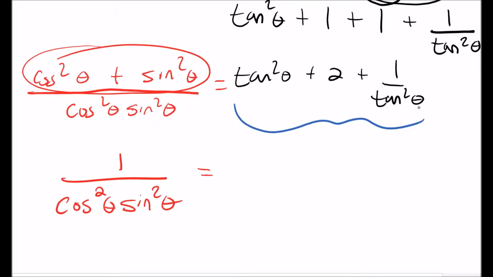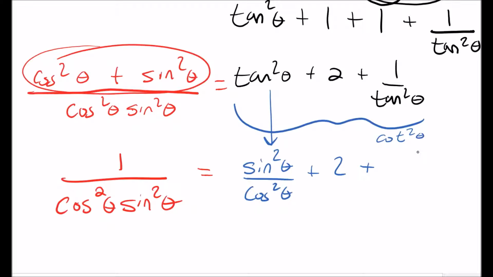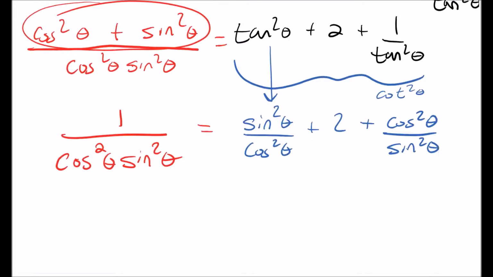So let's do some work with this now. I'm going to go ahead and change everything into sine and cosine. So tan squared theta is the same thing as saying sine squared theta over cosine squared theta here. Okay, that's what this becomes. I'm going to bring down the plus 2, and then 1 over tan squared theta is actually the same thing as saying cotan squared theta, and cotan squared is the same thing as cosine squared theta over sine squared theta. Alright, so now we have this here. So I'm going to continue going farther here.